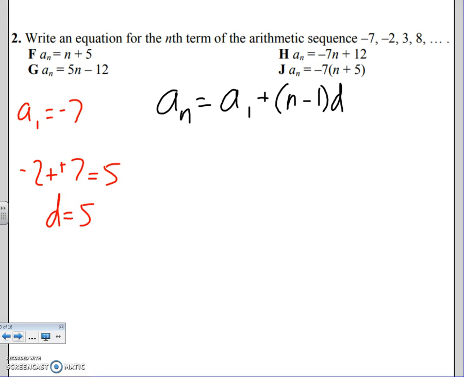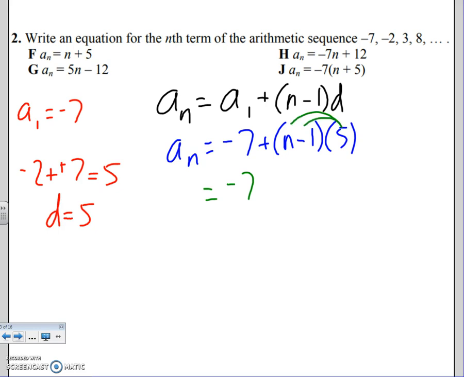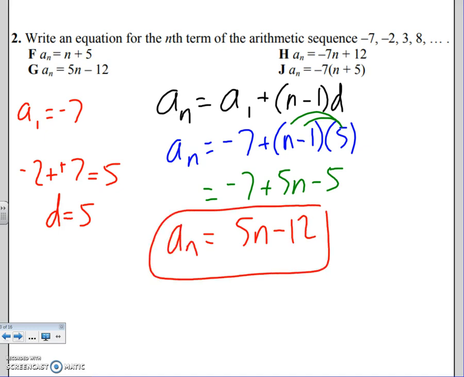Fill it in. So a sub n equals -7 plus n minus 1 times 5. We're going to distribute. So -7 plus 5n minus 5. Combine like terms: 5n, -7 minus 5 is -12. There's our equation. That answer choice is G.